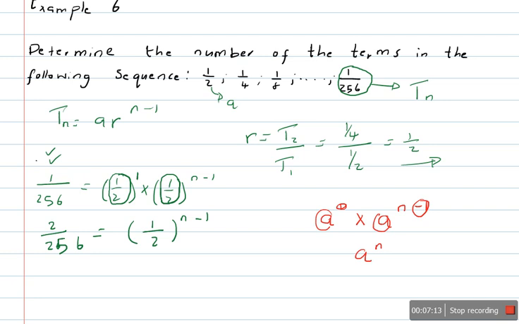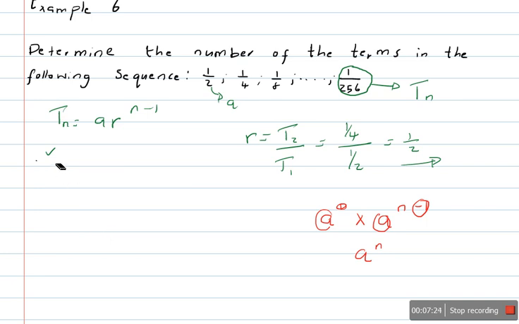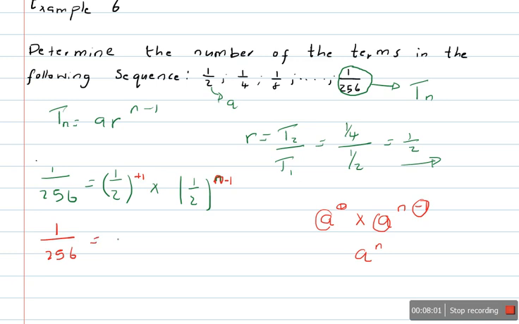So that is what we can do to simplify this equation. To be quick, 1 over 256 is equal to 1 over 2 multiplied by 1 over 2 to the power of n minus 1, and on this side it's positive 1. The bases are the same, so we add the exponents of 1 and n minus 1. So we're going to have 1 over 256 equal to 1 over 2 all to the power of n.